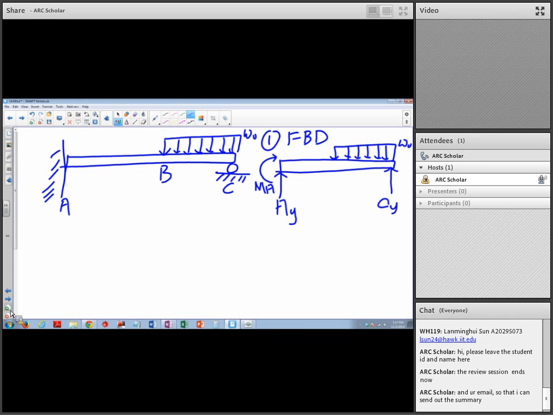So the first thing you need to do is draw the free body diagram. Okay, after you draw the free body diagram, the next step is to draw the Wx equation. Okay. So for Wx, we'll go through it one by one. So the first one, I'll write for MA, the moment.